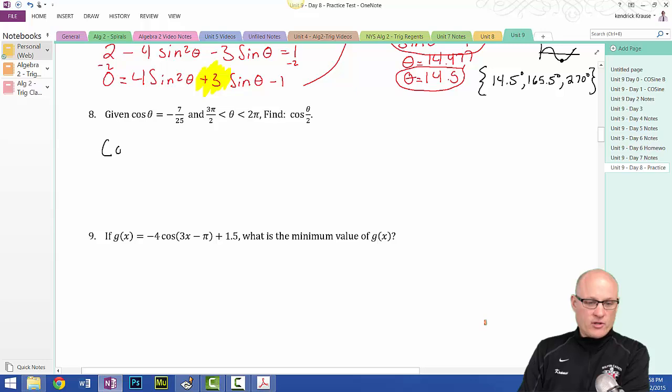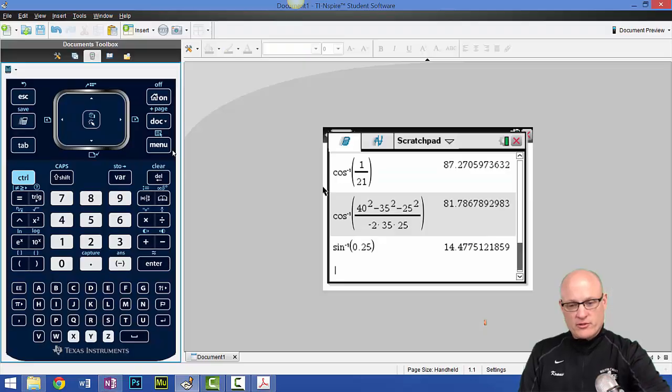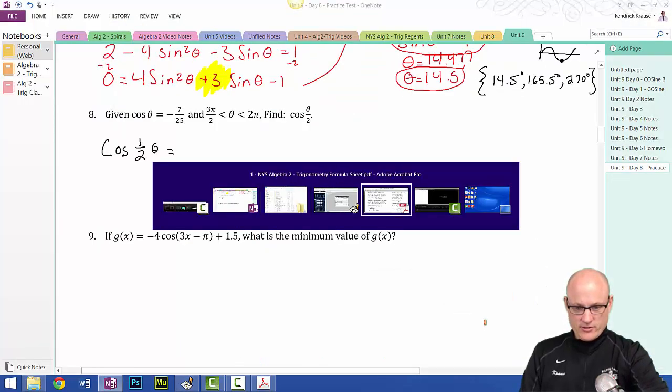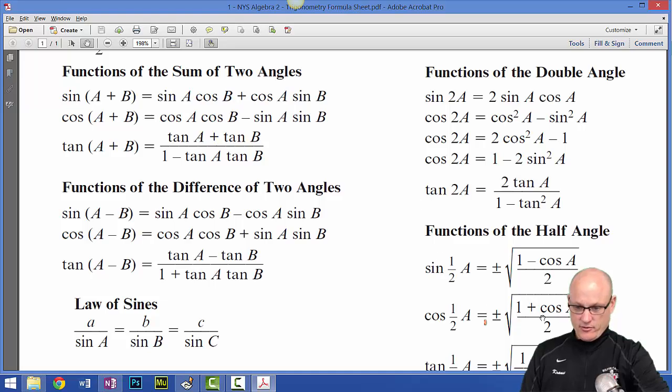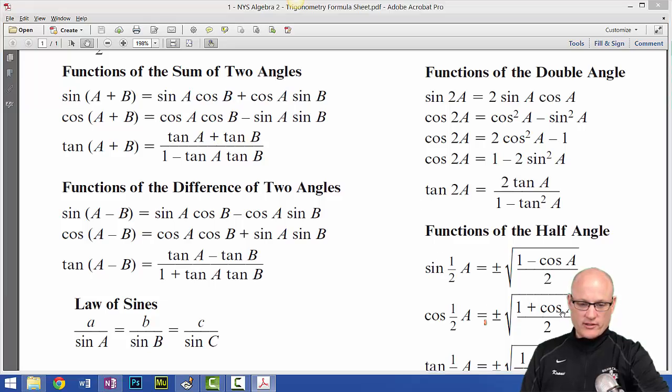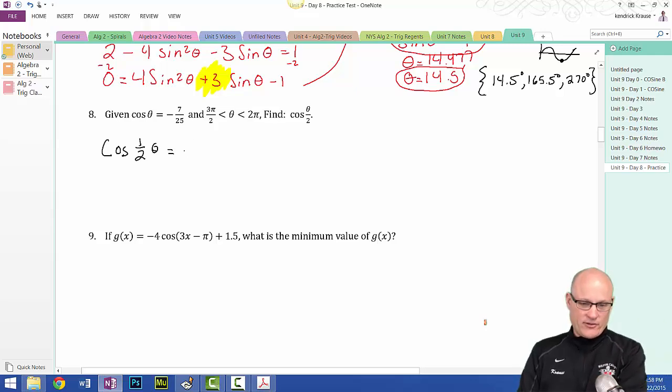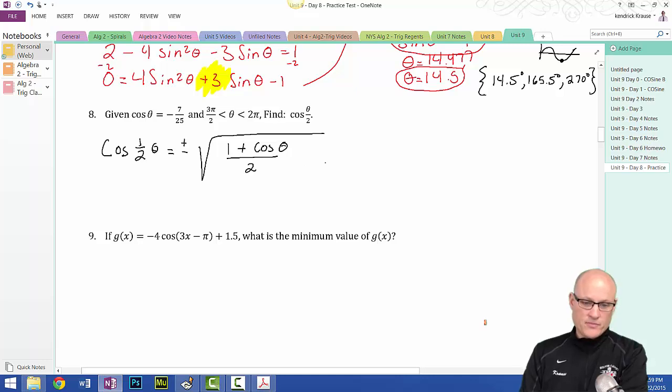This is really the same as cosine of 1/2 of theta. Going over to look at my formula sheet. I'll get there eventually. There it is. Cosine adds. And all we need is to know what cosine theta is. Let's see if we know that. Oh my gosh, they're so nice to me. Plus or minus the square root of 1 plus cosine of A, in this case theta, all over 2. Which is equal to plus or minus the square root of 1 plus (-7 over 25) all over 2.